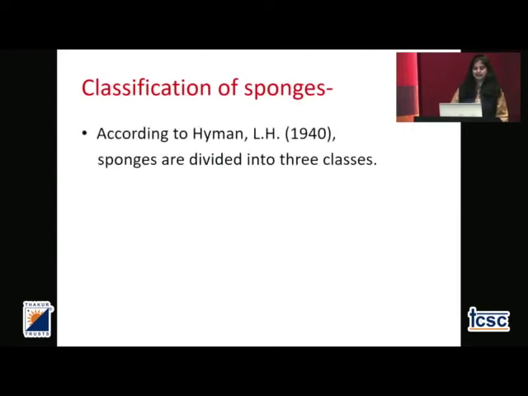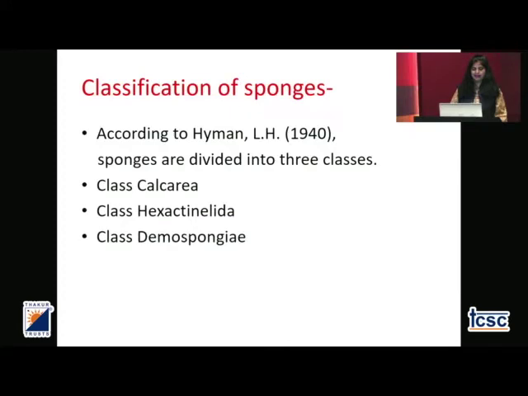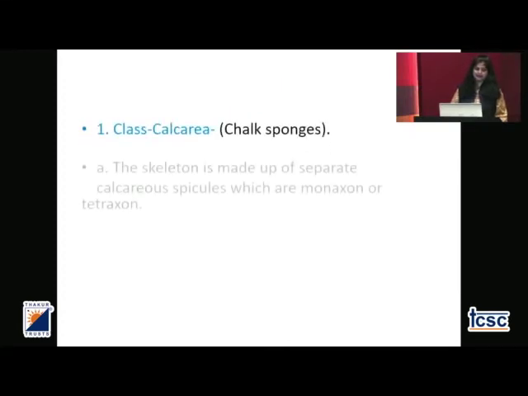Sponges were classified by Hyman in 1940. This classification is based on what kind of skeleton they have. Based on that, there are three types of sponges included in three different classes: class Calcarea, class Hexactinellida, and class Demospongiae. Let us see the different characters of these classes.